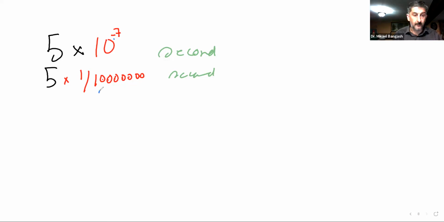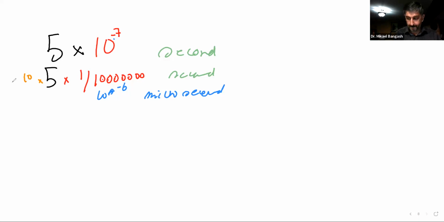Because for microseconds, it was going to be like this, and then the unit would be microseconds. So this will mainly mean that you multiply this by 10. I'm sorry, you divide it by 10.